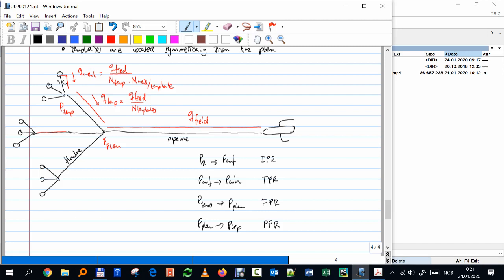So I need all of those elements, or I need to know how the pressure drop is, to see if that rate will be feasible or not. Sorry, I need one more thing here, right? The choke. I was forgetting the choke. That will be from P wellhead to P template. I have the choke.